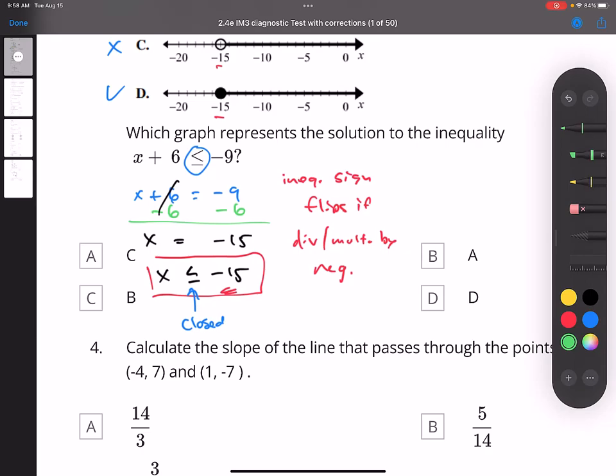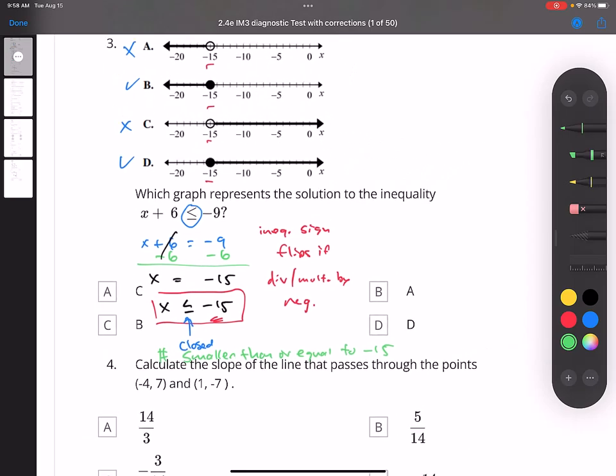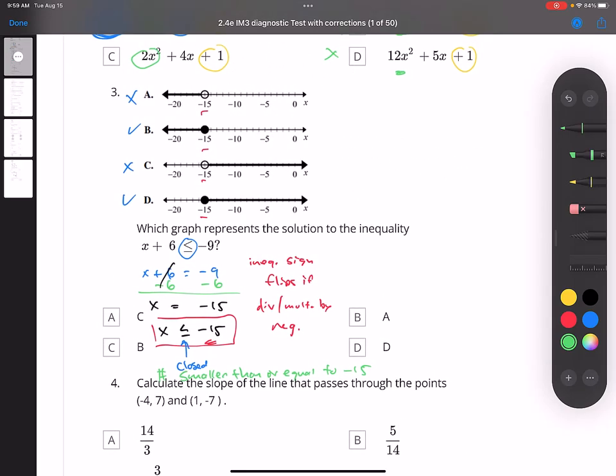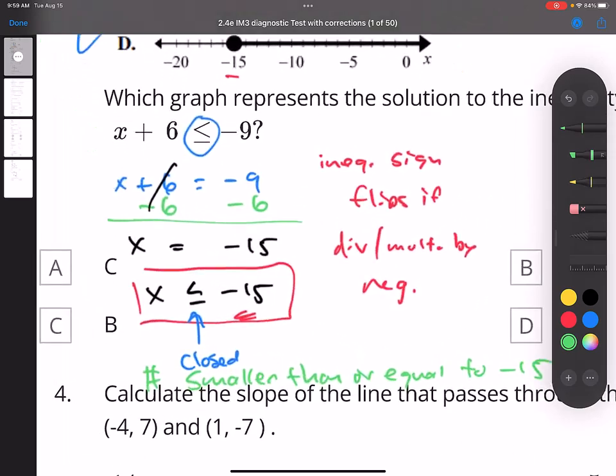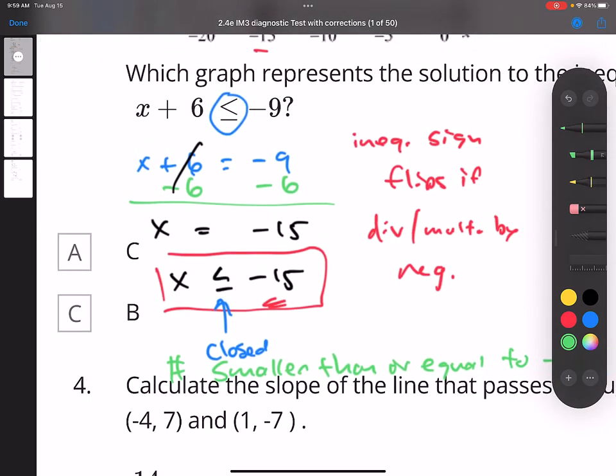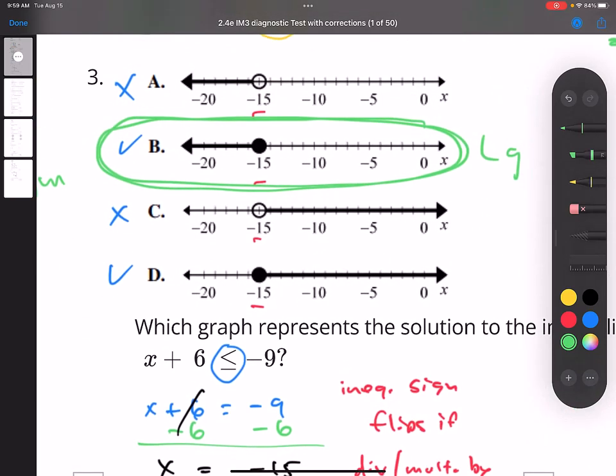And this is read as numbers that are smaller than or equal to negative 15. Numbers are smaller. Smaller numbers are on the left, larger numbers are on the right. So this would be choice B is our correct answer. This trick only works if the x is on the left side, then the arrow is pointing to the left, and you'll notice my graph is pointing towards the left.